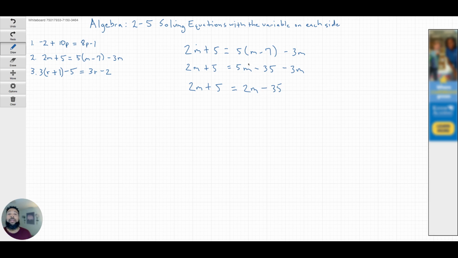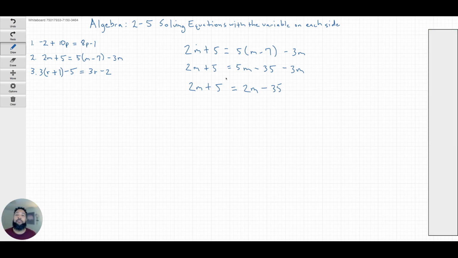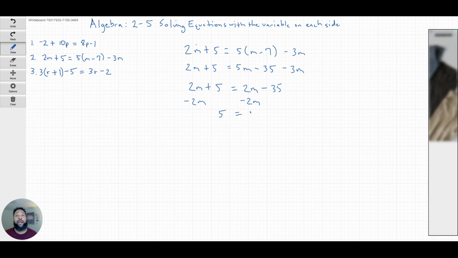All right. So now, like I said, we want to combine like terms. So I'm going to minus 2m on both sides. So here we have 2m minus 2m, which is 0. So here we have 5 left. Then we have 2m minus 2m, which is 0, and negative 35. So we came out with 5 equals negative 35. 5 does not equal negative 35.